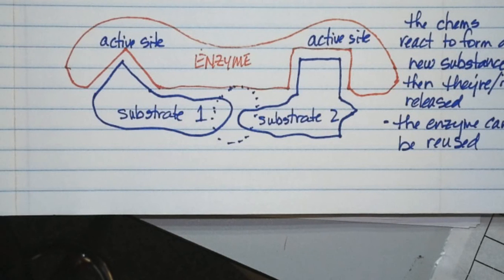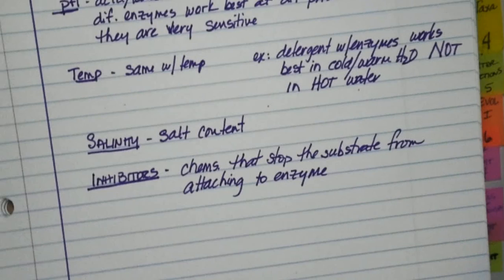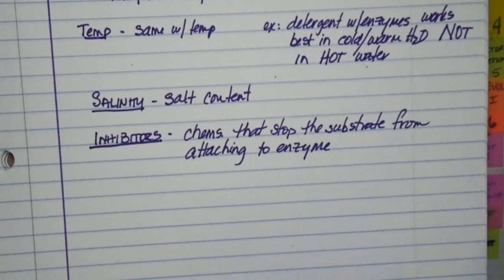So inhibitors can be really bad for us. They can also be really good for us. Your body produces some automatically too, because sometimes it wants the reactions to happen, sometimes it wants them to stop. So it can inhibit the enzymes from reacting that way too. Okay, examples.